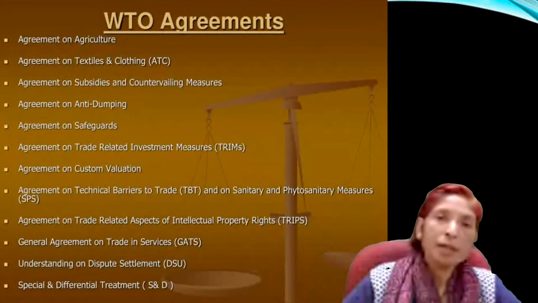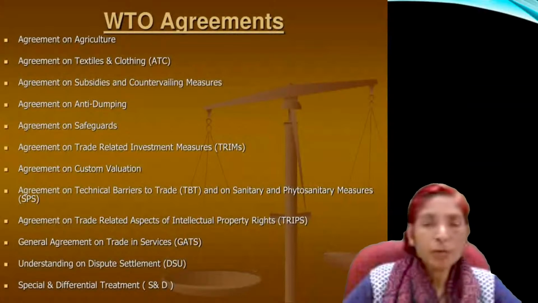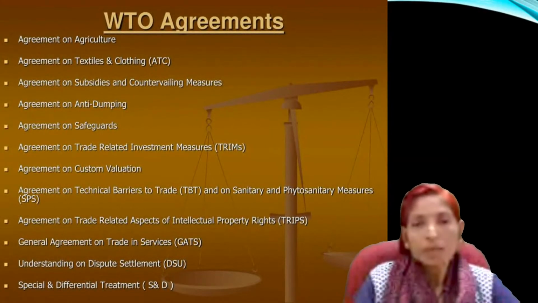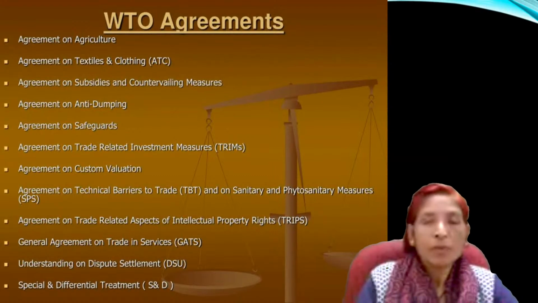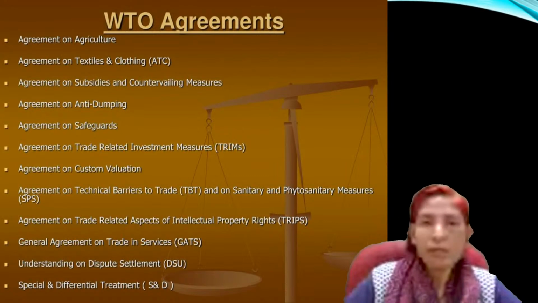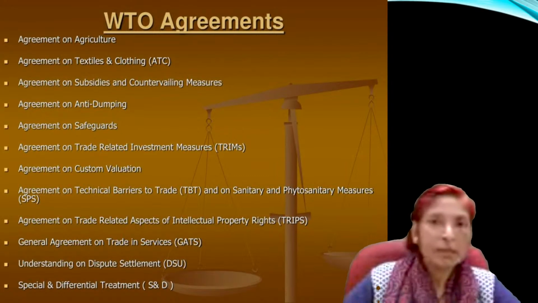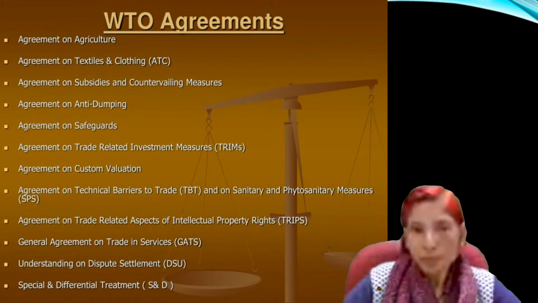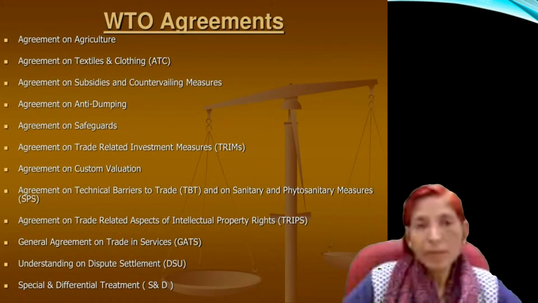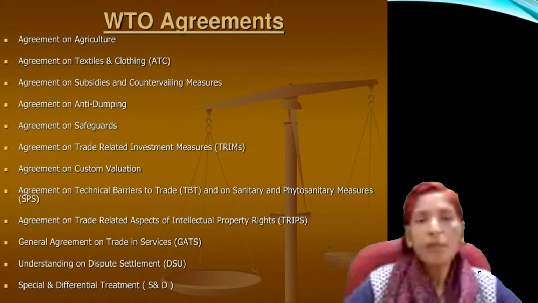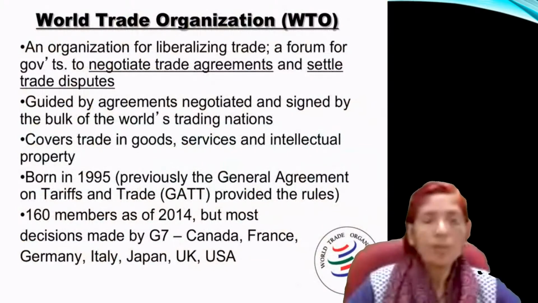Next is understanding on dispute settlement, which is a main board set by WTO to settle all the disputes which arise while doing international trade, and special and differential treatment made by WTO for developed countries and developing countries. So these are the main agreements on which WTO works.